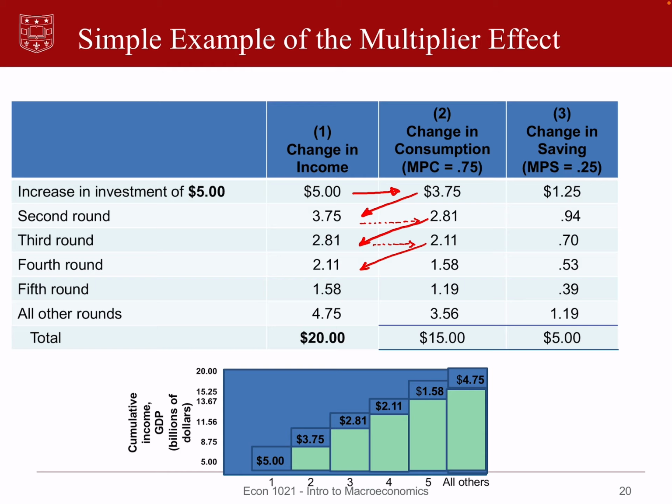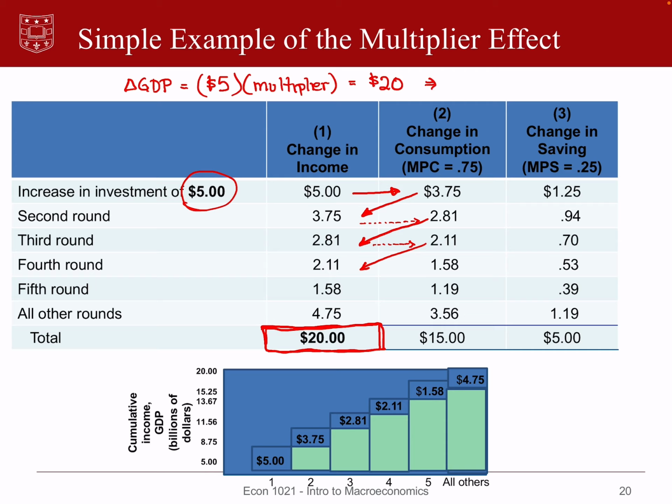And so we could add up all of the cumulative change in income. And what I would predict is that the total change in income that occurred as a result of this initial change in investment is $20. And so what we would be doing is saying the change in GDP would be this $5 increase in investment times the multiplier. And if the change in GDP is $20, this is telling me that the multiplier is 4.